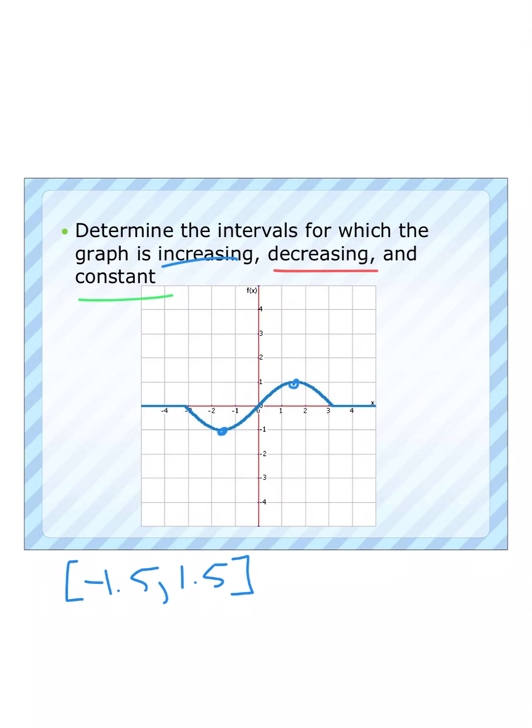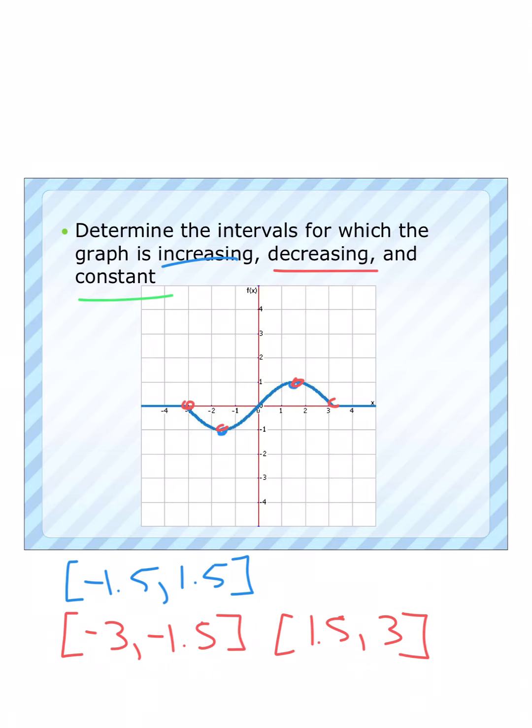For decreasing, well, we have two decreasing portions. And again, notice how my values are kind of overlapping here, so I can be consistent with that. So it's going to decrease from negative 3 to negative 1.5. It's also going to decrease from about 1.5 to positive 3.